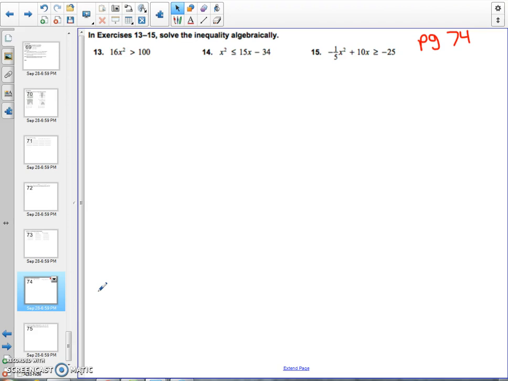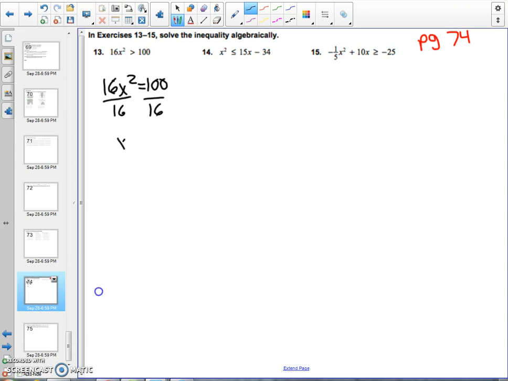And like with any inequality, it's not just going to be one solution, it's going to be a set of solutions. So what we want to do first is think about this as if it were an equal sign. So if I have 16x squared equals 100, we'll deal with that inequality part in the very end. At first, we're just going to look at it as if it were an equal sign. So I would divide each side by 16, and I'm actually going to leave it as 100 over 16.